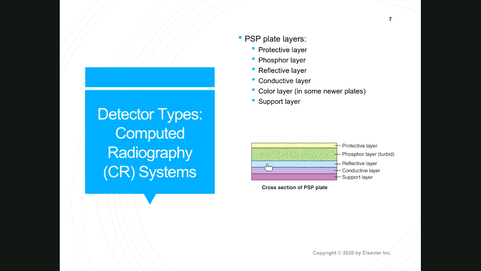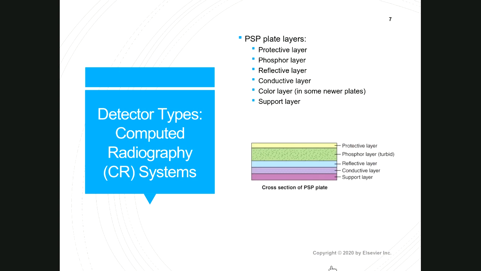Then you have a reflective layer that when the light gets released during the reading phase, it sends it towards the photodetector. You have a conductive layer, and then you have a support layer, like the foundation of the PSP plate. So these are all the layers that are found in the PSP plate. And then underneath the support layer, you have like a soft backing layer that actually protects the back side of the plate as well, that is not listed in here. So this would be the front or closest to the patient, and this would be the bottom or furthest away from the patient inside the CR cassette.